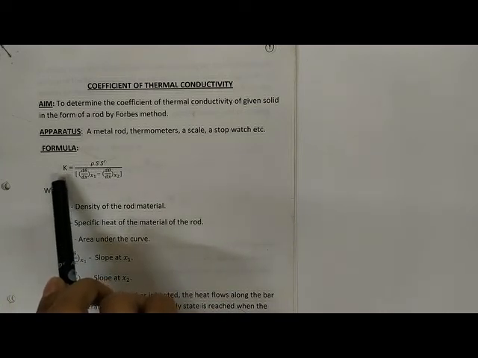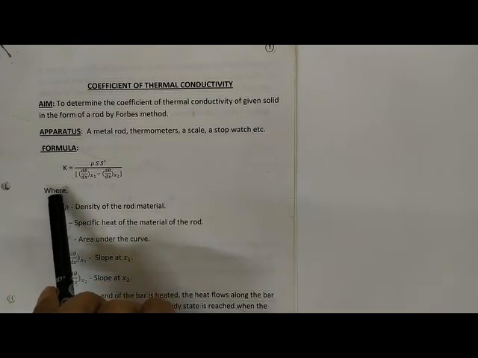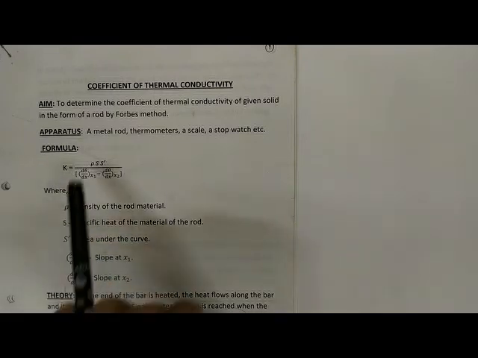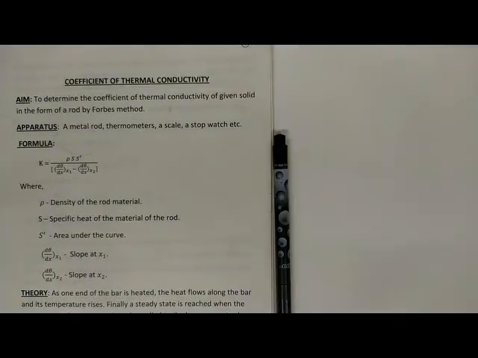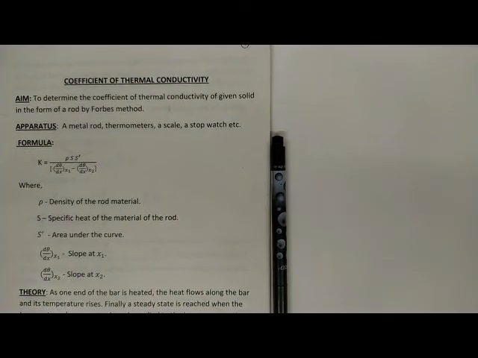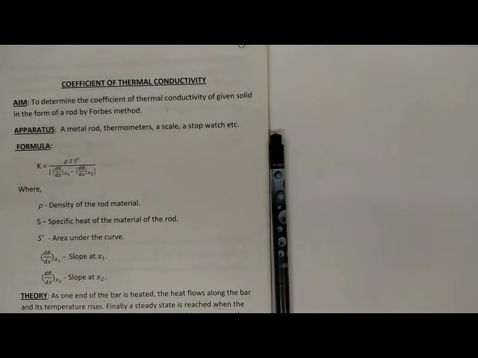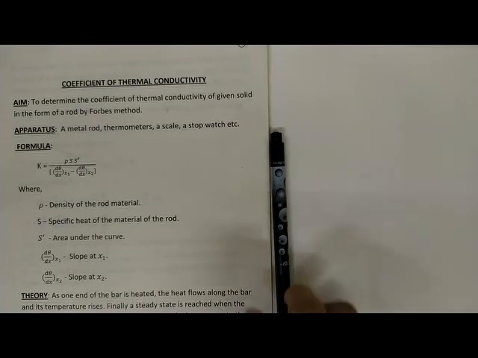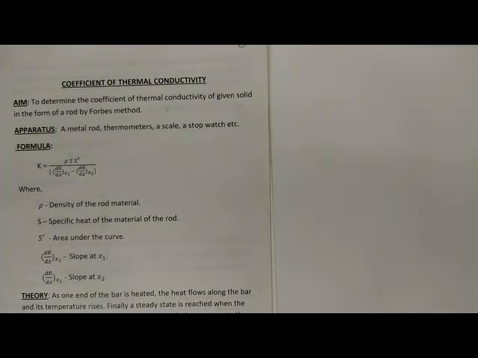This K is the notation for the conductivity coefficient. We have already seen this in one of the previous practicals, that is Lee's method. So the same thing in this particular practical: we have to find the coefficient of thermal conductivity of a metallic rod. There we found it for an insulating material in the case of Lee's method.